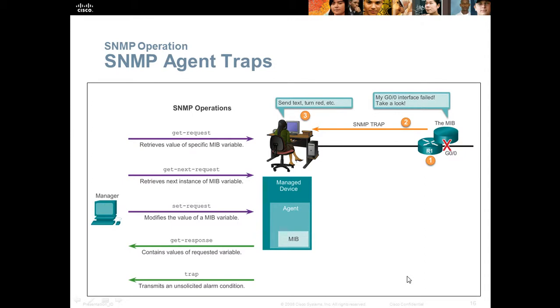Then we have different types of SNMP agent messages between the SNMP manager and a managed device, such as get request. This retrieves the value of the specific management information base variable. Get next request provides the next instance of a management information base variable. Set request, get response, and trap.